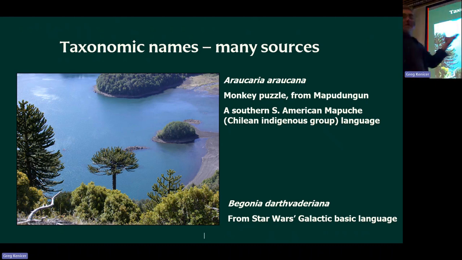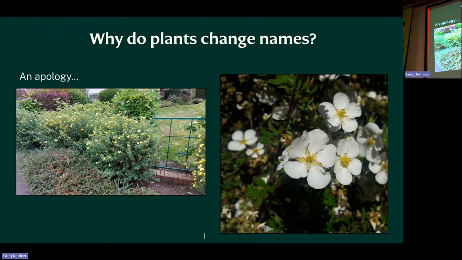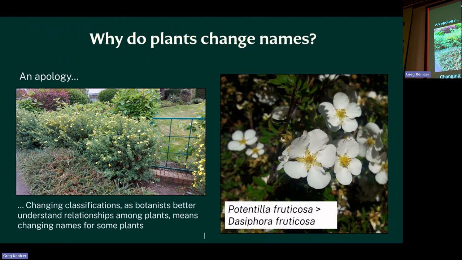So we've got all these really interesting names. Sometimes they change. So things like this, I don't know if it'll have changed back by the end of the talk, potentially. But at the moment, we've got a lot of flux going on with taxonomic names. So this thing here is Potentilla fruticosa, or it was till 12 years ago, maybe a little bit less than that. It's now become Dasiphora fruticosa.